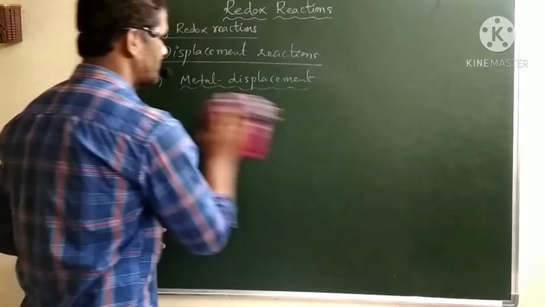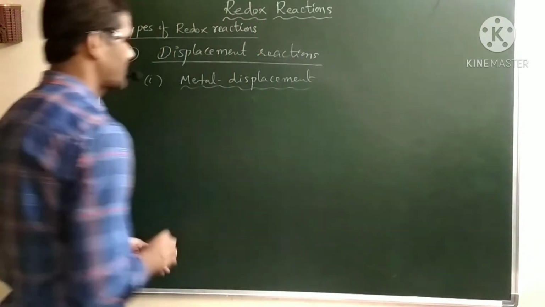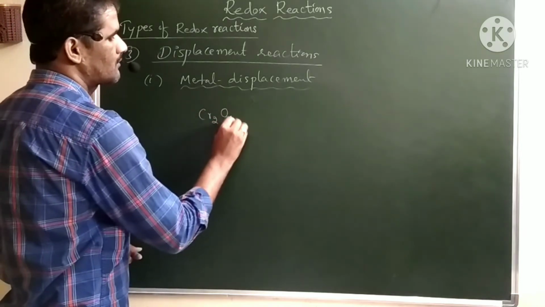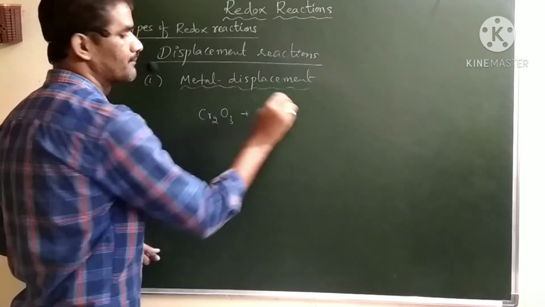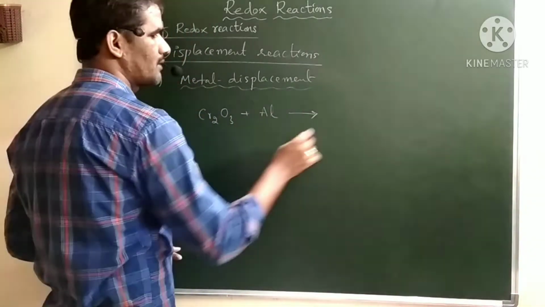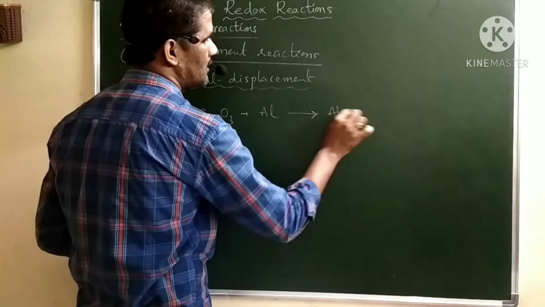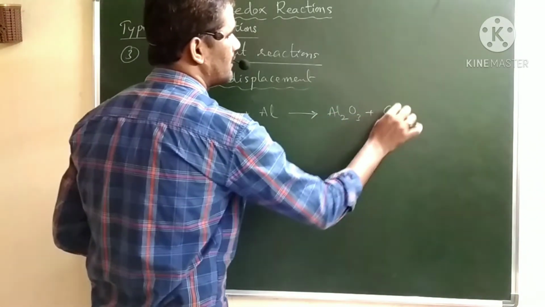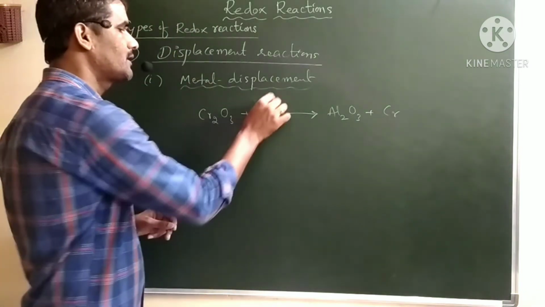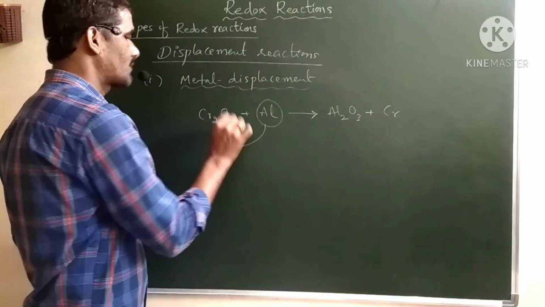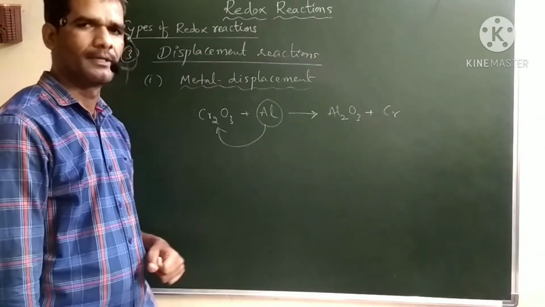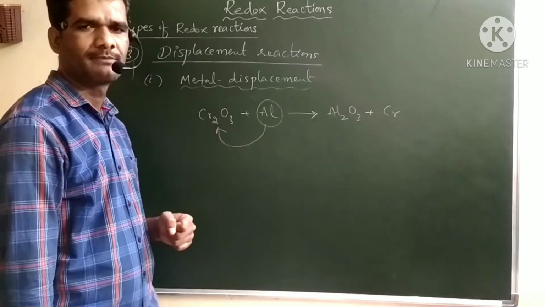You can take other examples also for this metal displacement reaction. Chromium trioxide, if it reacts with aluminium. The aluminium is the best reducing agent. It reduces the chromium oxide and will form aluminium oxide and liberates and displaces the chromium. Here aluminium replaces the chromium from chromium oxide. It will form Al2O3 and chromium. It is also a metal displacement reaction.